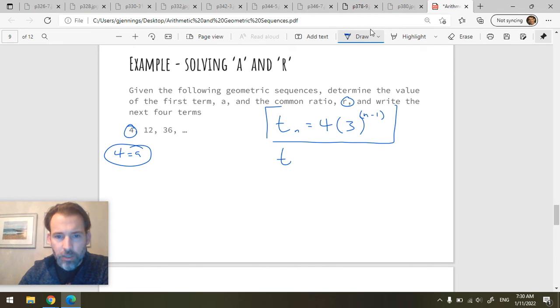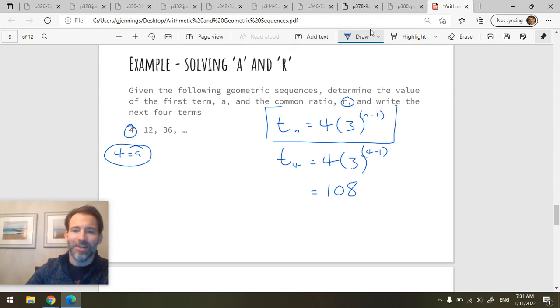If I want to do the fourth term, that's going to be equal to 4 multiplied by 3 raised to the power 4 minus 1. 4 minus 1 is 3, so this is 3 to the 3. 3 to the 3 is 27. 4 times 27 is going to be equal to 108. Okay, and then I can write that in here, 108, comma.